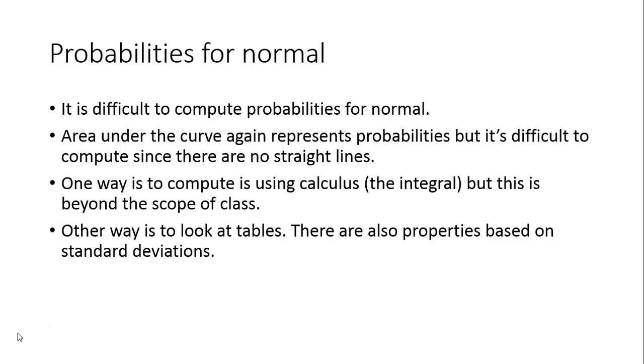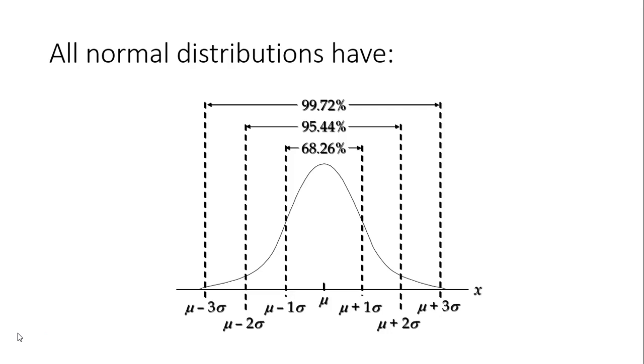Probabilities for a normal. It is difficult to compute probabilities for a normal distribution. You have to take areas under the curve. You can approximate them with straight lines. It's not a problem. Area under the curve again represents probabilities, but it's difficult to compute since there are no straight lines. One way to compute is using calculus, the integral, but this is beyond the scope of this class. Other way is to look at tables. There are also properties based on standard deviations. I want you to know.